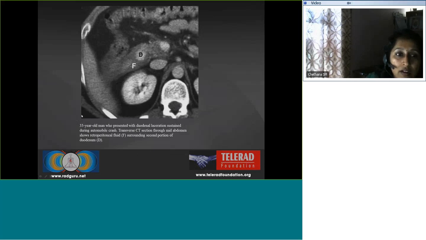And here, in this case, it's even more clear. So we are seeing a thickened duodenal loop, and immediately adjacent to it is the fluid collection. So this is a case of duodenal laceration.